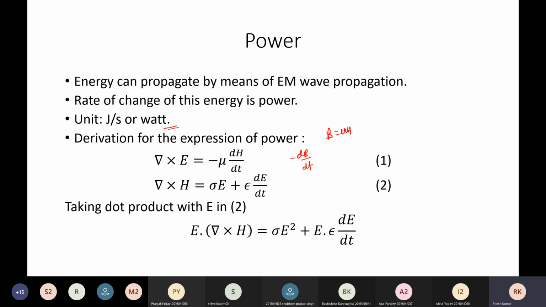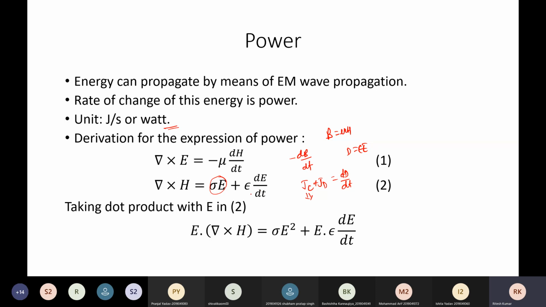And what is curl of H? So you know this is Jc plus Jd, conduction current density plus displacement current density, where conduction current density is sigma into E and displacement current density is given by dD divided by dt, where D is electric flux density. So D can be written as epsilon E, therefore epsilon can be taken outside this differentiation, so epsilon dE by dt.